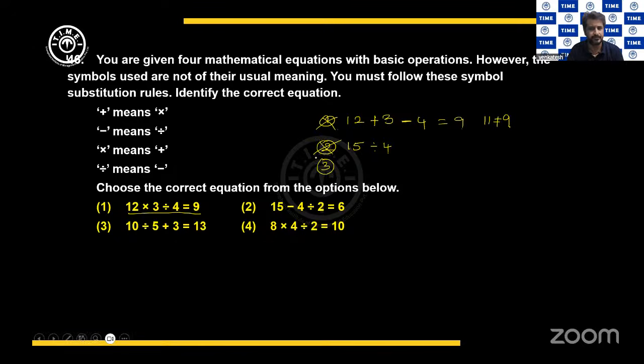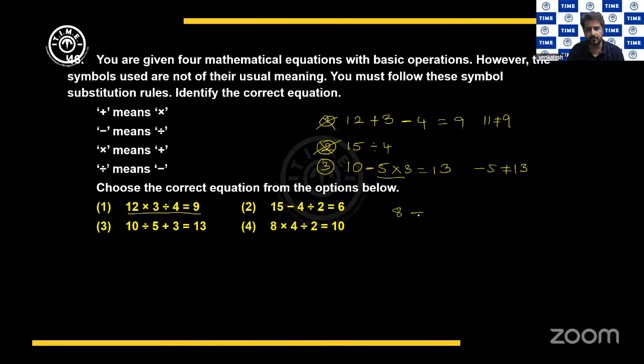Smartest way to do that. Now, 10 divided by means minus 5. Plus means into 3 is equal to 13. 5 into 3, 15. 10 minus 15, minus 5. Minus 5 is not equal to 13. Not the third option. Let's go to the fourth option.